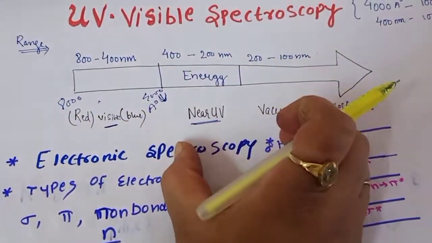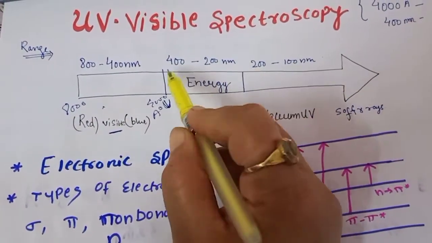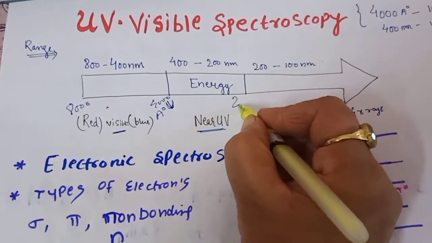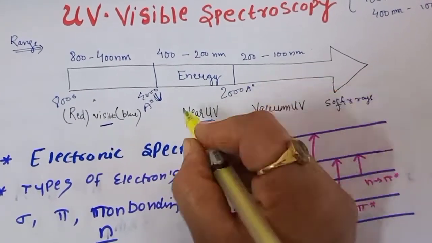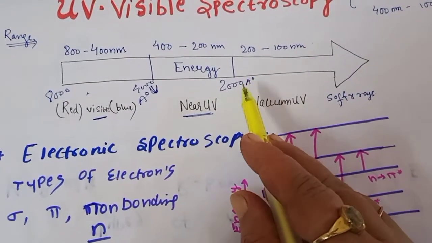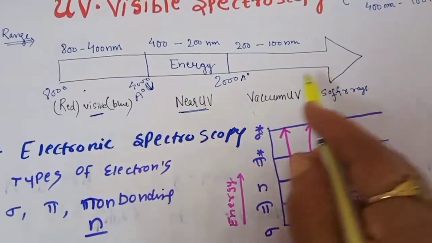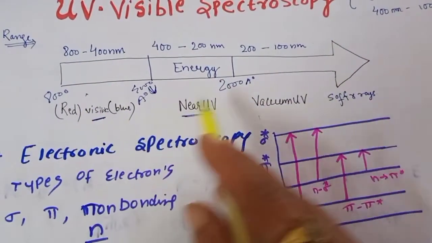And what is the main ultraviolet range? It is from 400 to 200 nanometer, or 4000 to 2000 Angstrom, and the radiations ranging from 200 to 100 nanometer are termed the vacuum ultraviolet region. So first you must know the range.